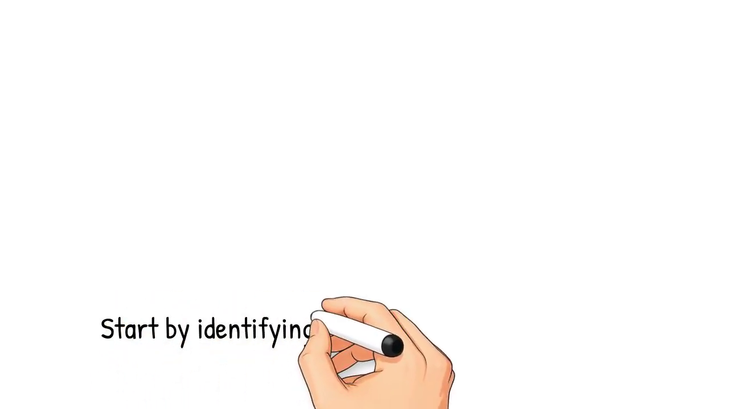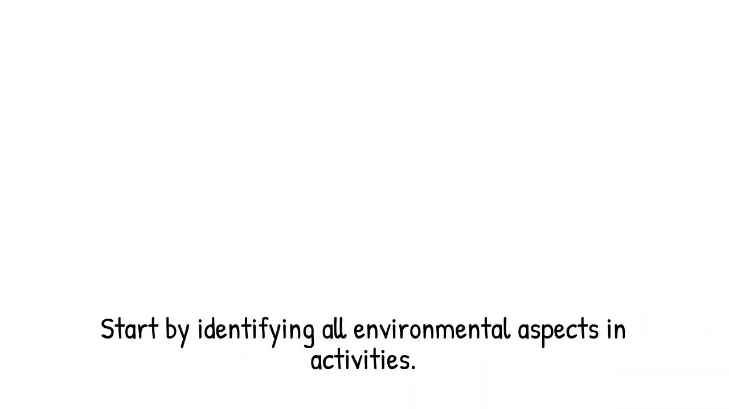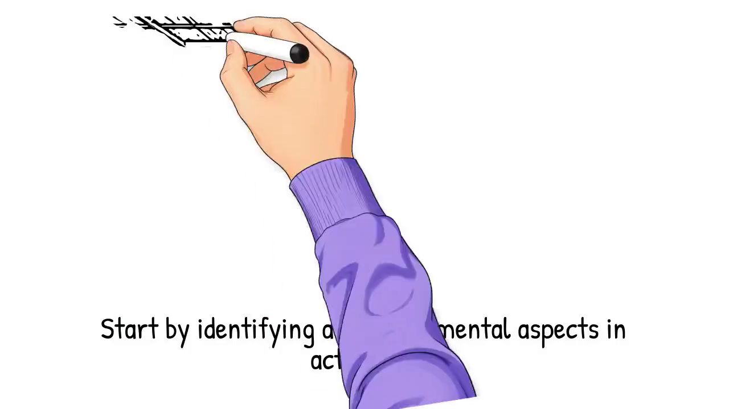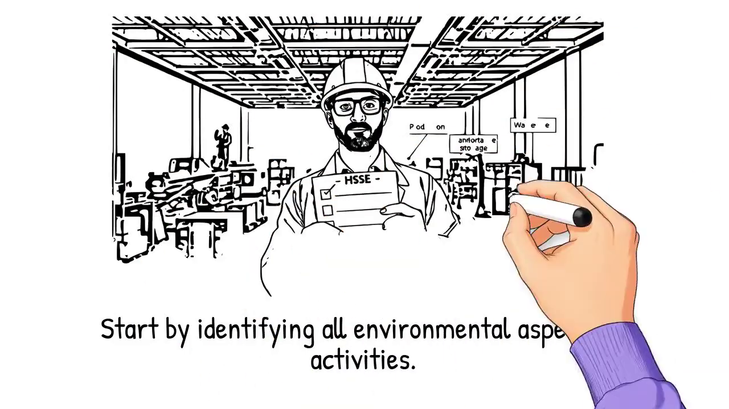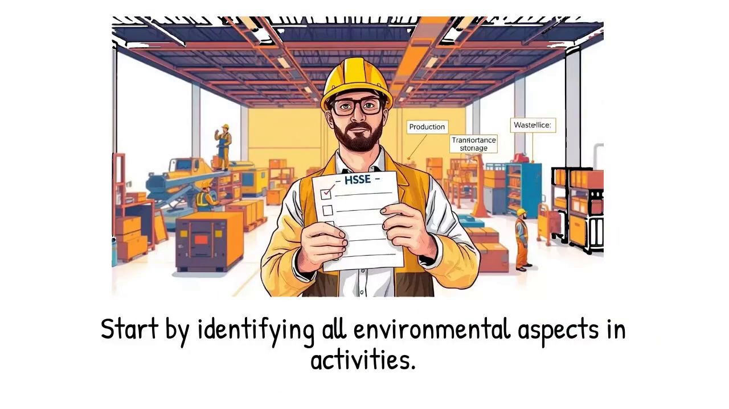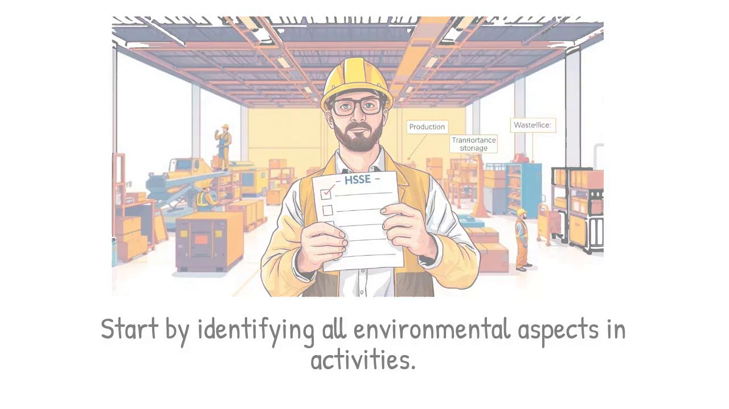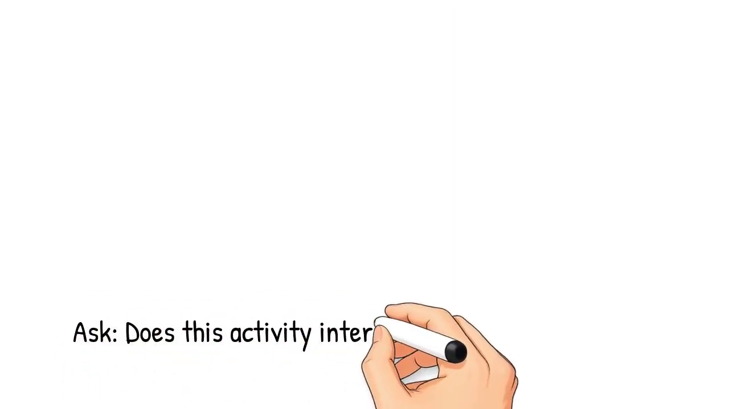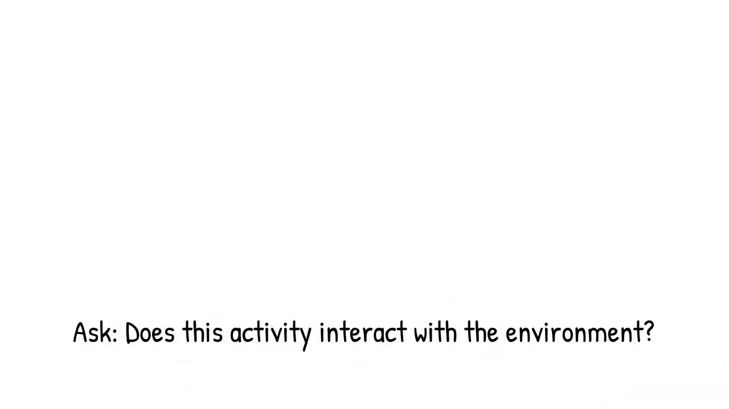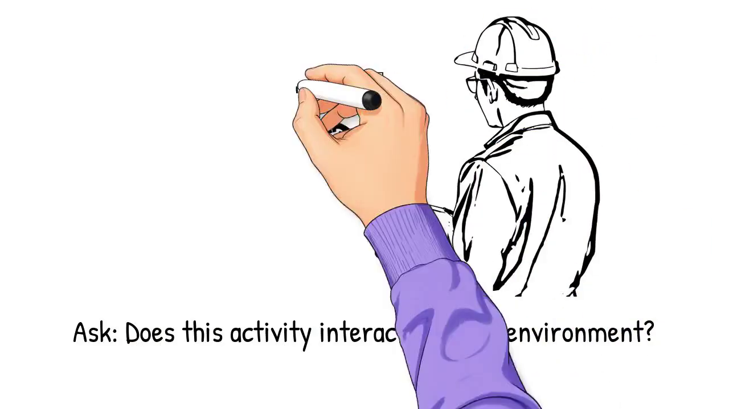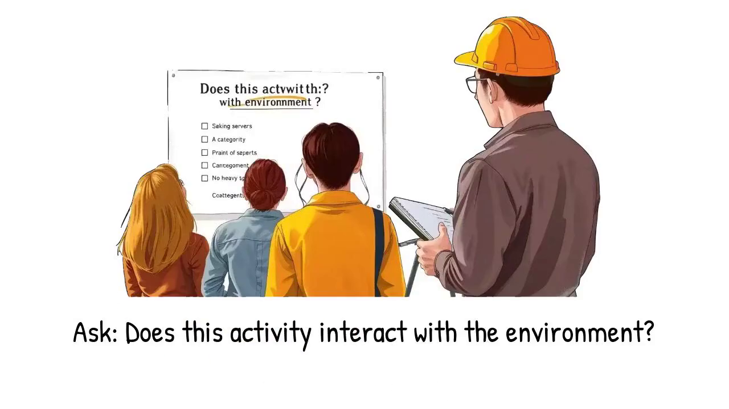In Part 1, your goal is to understand the foundation. Before identifying significant aspects, you must first identify all aspects. And the easiest way to do this is by breaking your organization into activities. Think of activities like production, maintenance, transportation, storage, waste handling, office operations, and so on. For each activity, ask one simple question. Does this activity interact with the environment in any way? If the answer is yes, you have found an aspect.